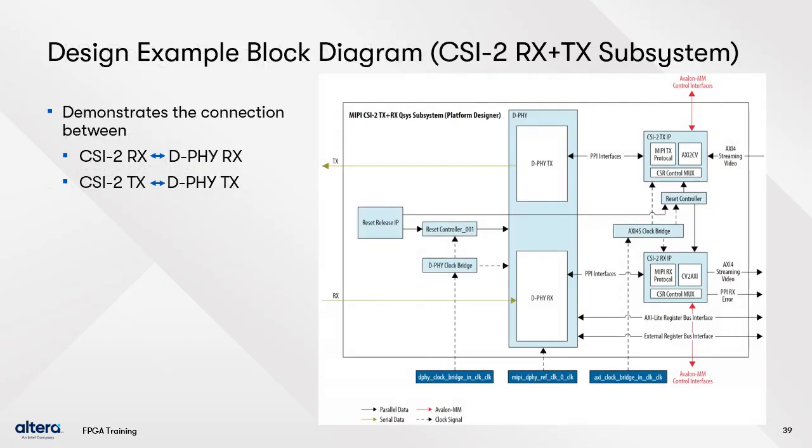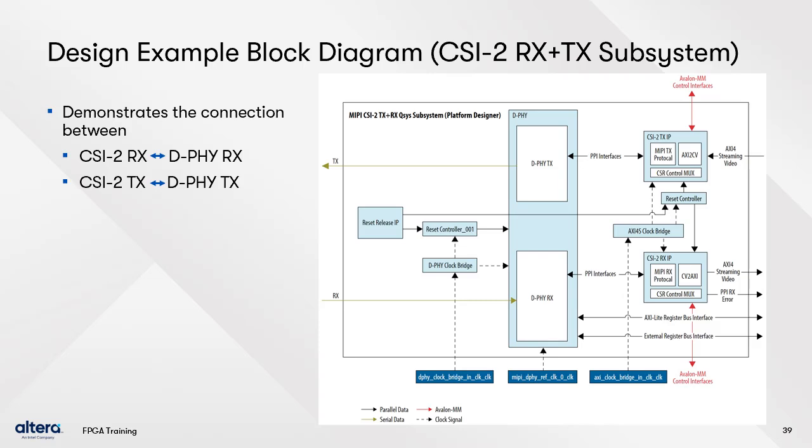The CSI2 design example demonstrates 2 MIPI interfaces with both CSI2 and D-PHY IP. For the receive path, you have a CSI2 receive subsystem connected to a D-PHY receive IP. For the transmit path, you have a CSI2 transmit subsystem connected to a D-PHY TX IP. This is a fully functioning hardware design, so it includes the reset release IP required on all Agilex 5 devices, along with reset controllers and clock bridging. The design example is generated in Platform Designer, so you can open it to review or use it as a starting point for your own MIPI interface.